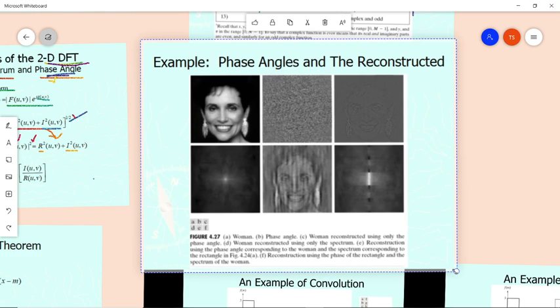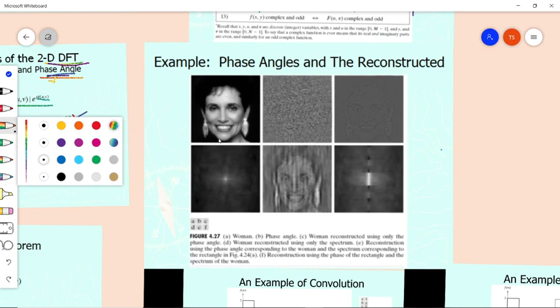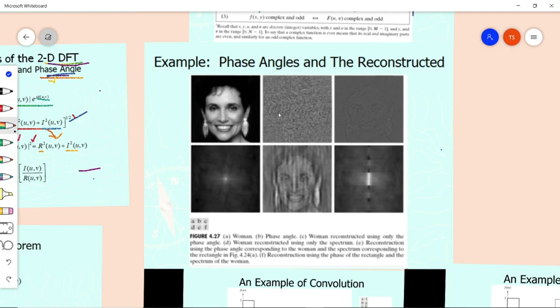See this example. This is the original image, and this is the phase angle. When we apply the property of phase angle, which we discussed here, upon this image, this is the phase angle image output. Then if you reconstruct using phase angle, you will see a slight woman image appearing. Then if we reconstruct using only the spectrum, means this formula, then you will get the spectrum. See, this is the spectrum output.